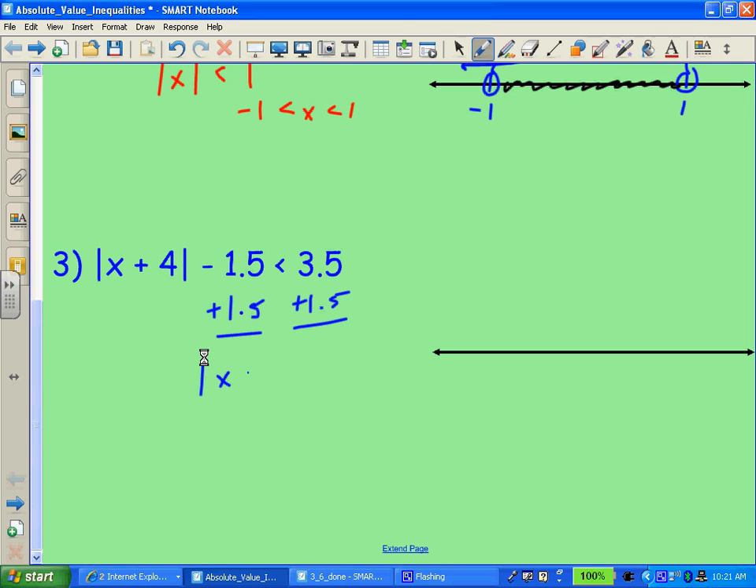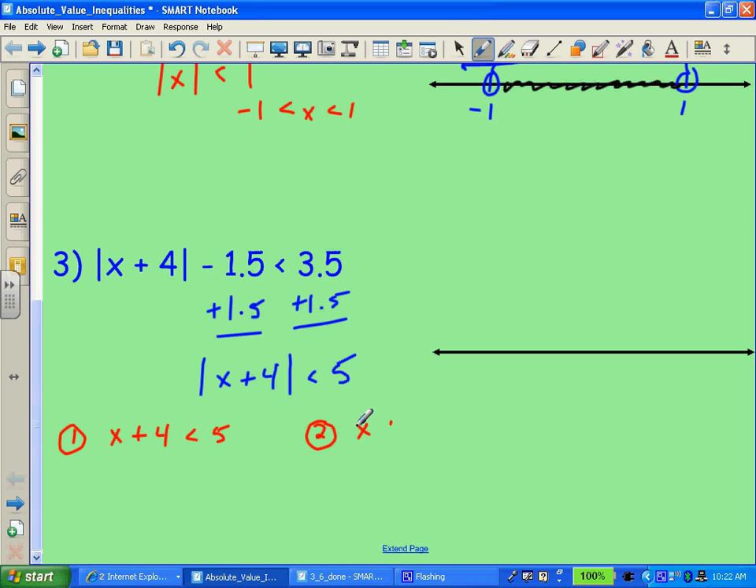So I'm going to have absolute value of x plus 4 is less than, comes out to be 5. Now one of the most common mistakes here is to just subtract 4 out of that absolute value. I can't do that. I can't take anything out of the absolute value until I've set up my two cases. So first case here, I have x plus 4 less than 5.